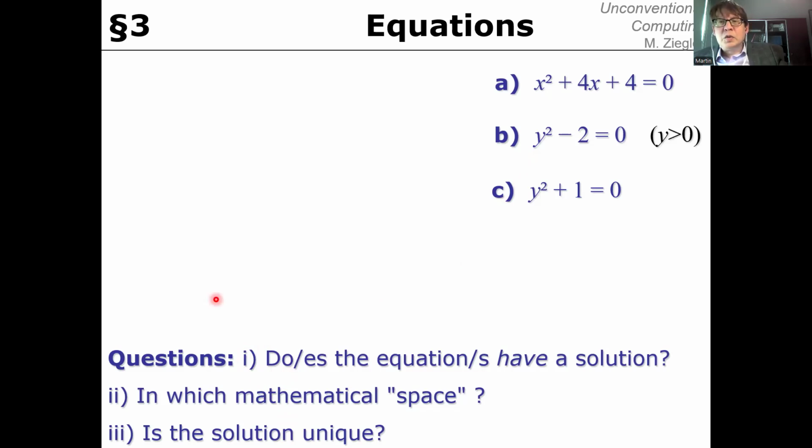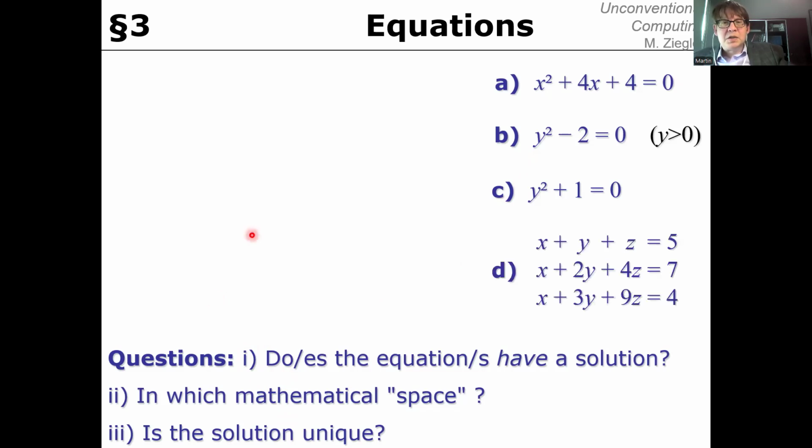Now let's move on to systems of equations. So here you see a system, three equations, each equation in three variables x, y, z. And what does a mathematician ask? Does this equation have a solution? In which space does it live? And is it unique?